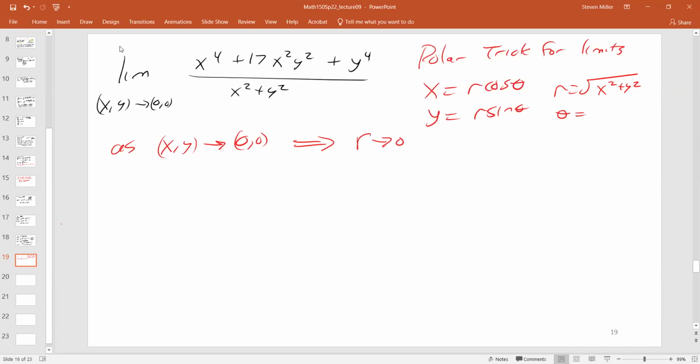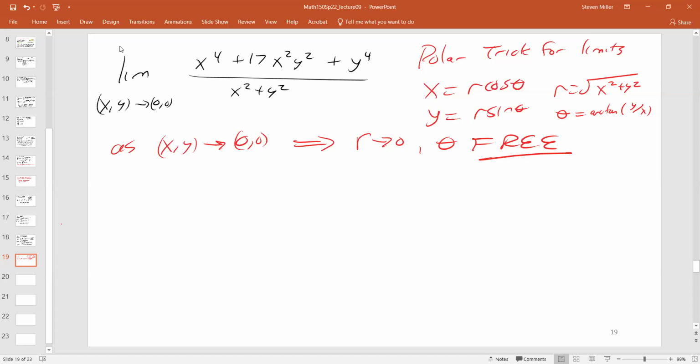You are welcome to revise your answer. It depends on the rate at which x is changing. So theta is completely free. Theta can do whatever it wants. All I know is that if x and y go to 0, r goes to 0. Theta can do anything.